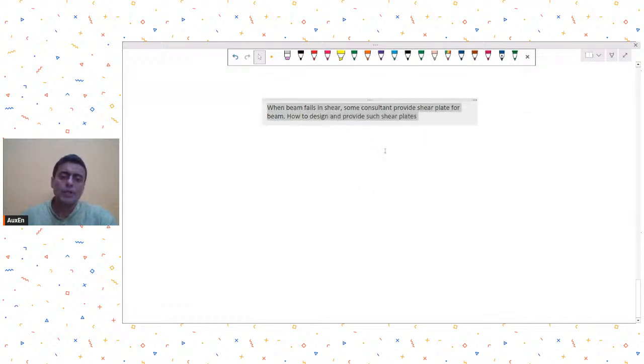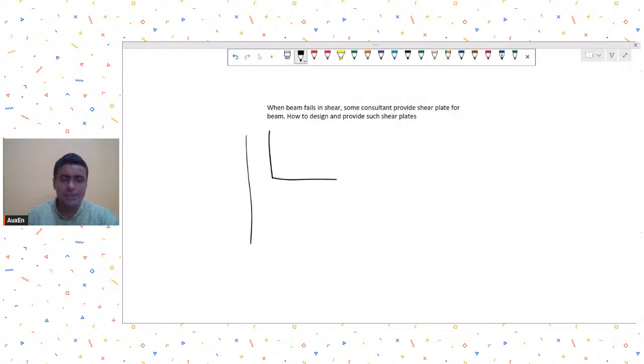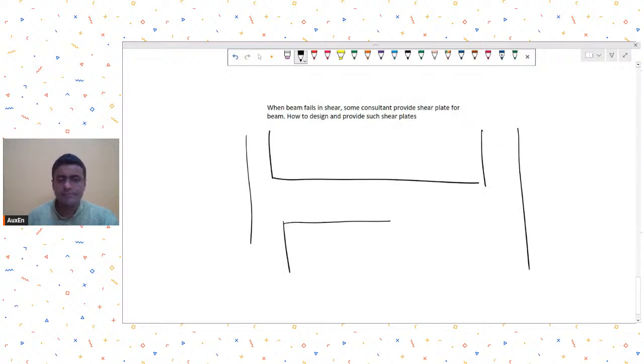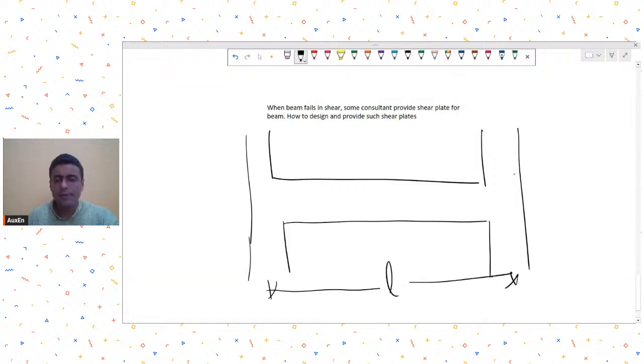When a beam fails in shear, some consultants provide shear plates for the beam. How to design and provide such shear plates? So he's asking, suppose I draw an elevation of the beam. This is my span of the beam. This is the column above, column below. This is the beam. So the beam is failing in shear, the stirrups are failing in shear.